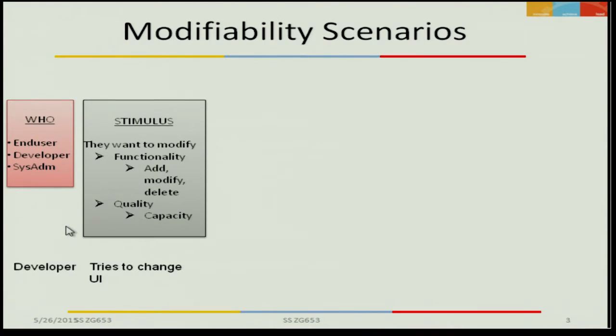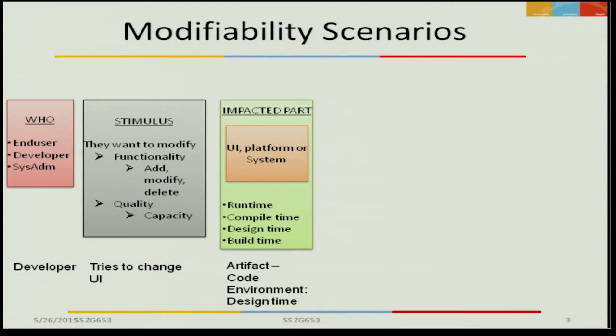Remember that we are using the same template for all the quality requirements, so we are using the same terminology. In this case, the stimulus is that these initiators, the actors, want to modify functionality. Maybe they want to add a functionality, modify a functionality, delete a functionality, or modify a quality attribute, for example, modify the capacity. So these are all modifiability requirements. In this example, the developer is trying to change the UI.